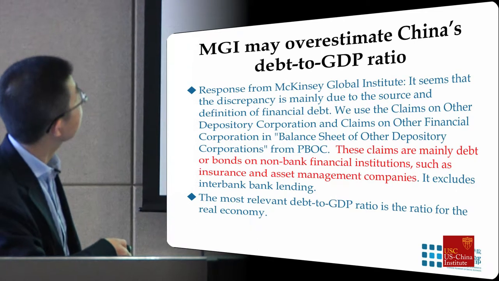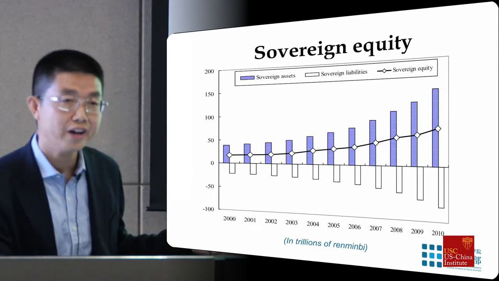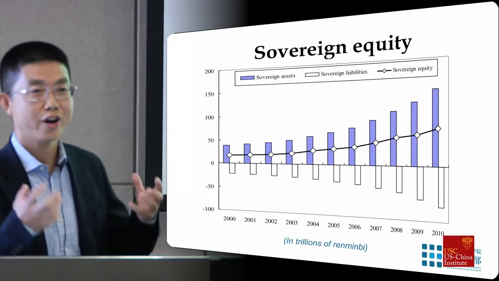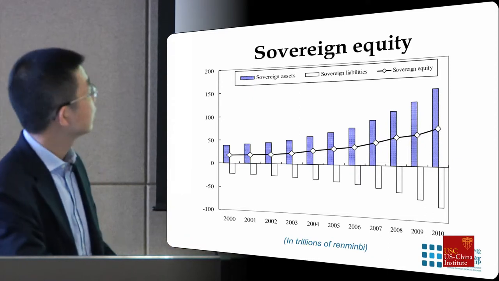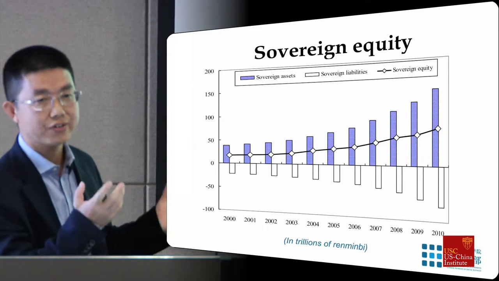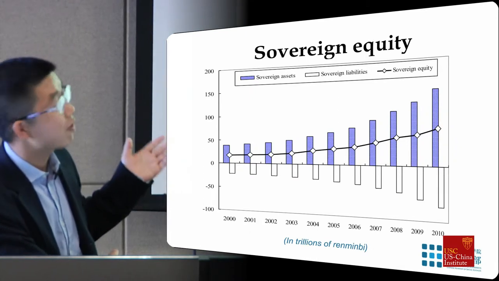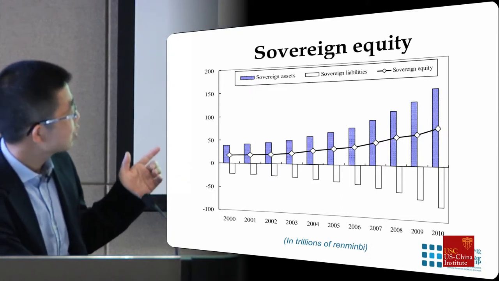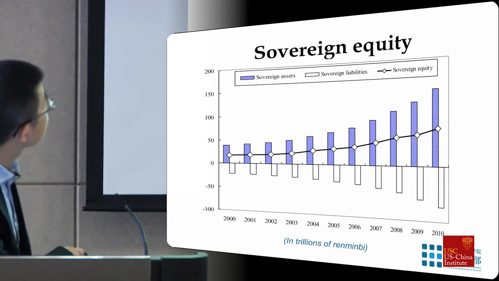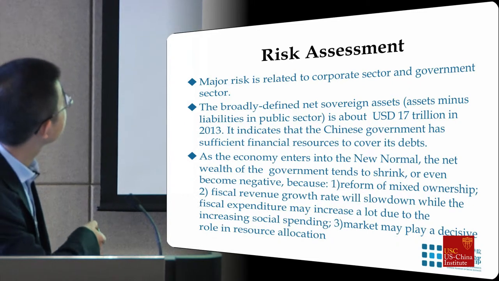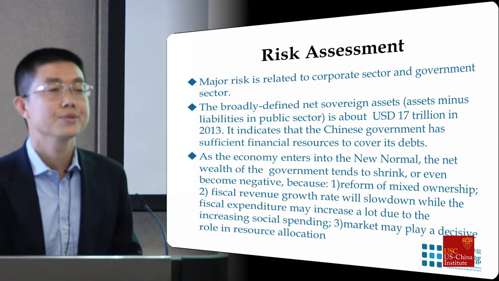I think the key point here is when you take account of the asset side, especially in China, the sovereign asset is very high, because China's government controls lots of resources, lots of assets: the SOEs, the land, the infrastructures, and some other nonprofit institutions. Their fixed assets together are very, very high. So from our estimation, China's net sovereign equity, or net sovereign assets, in 2010 was about 70 trillion. Until today, it's about 100 trillion, about 17 trillion US dollars. It's very high.